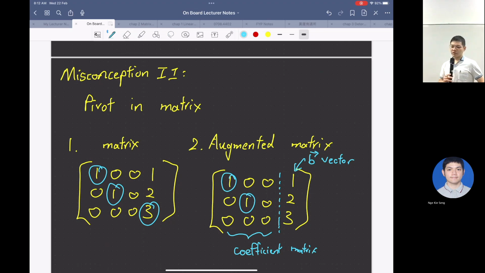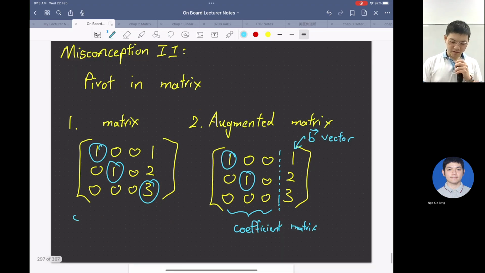So the moral of the story is always know what you are doing. And if you don't know, you should point out your doubt. So you can see that in this case, this is not a square matrix.